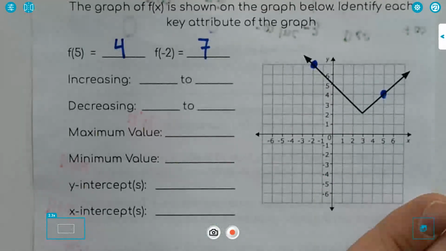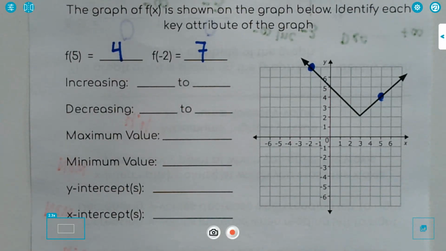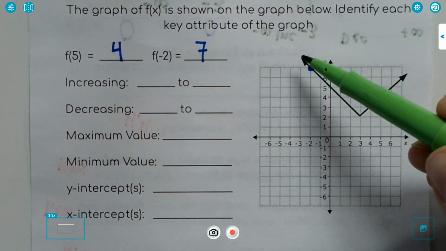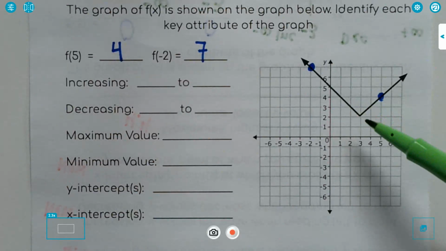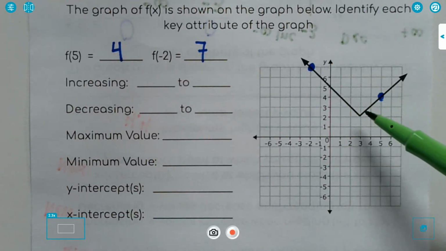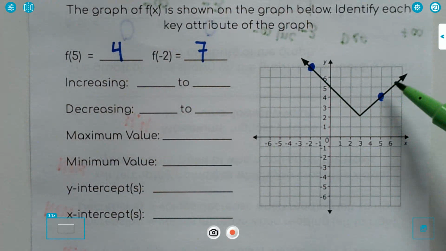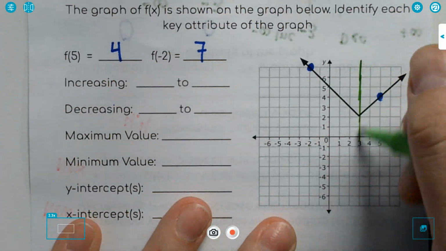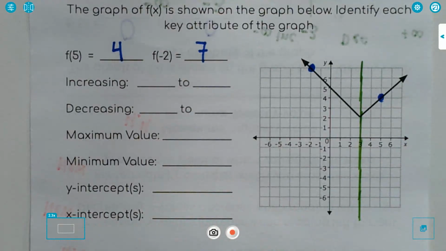Last one. Okay. As we read from left to right, let me turn it back. As we read from left to right, what am I doing here? Decreasing, and then I stop, and then I start increasing. So I'm going down and then up. Any questions about that? So I'm going to draw a vertical line here. Where is that vertical line? It's at x equals 3.